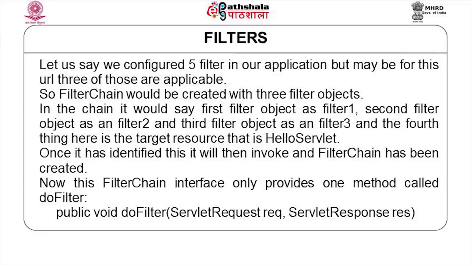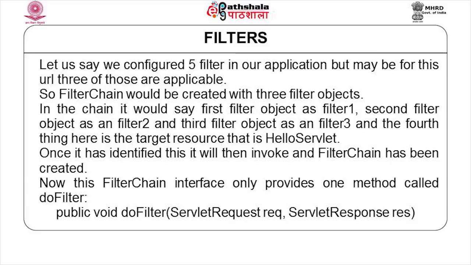Once it has identified this, it will then invoke. So, the FilterChain has been created. Now, how does this FilterChain work? The FilterChain interface only provides one method, and that method is called doFilter. This doFilter method has only 2 parameters, the servlet request and the servlet response. So, what is being done here?